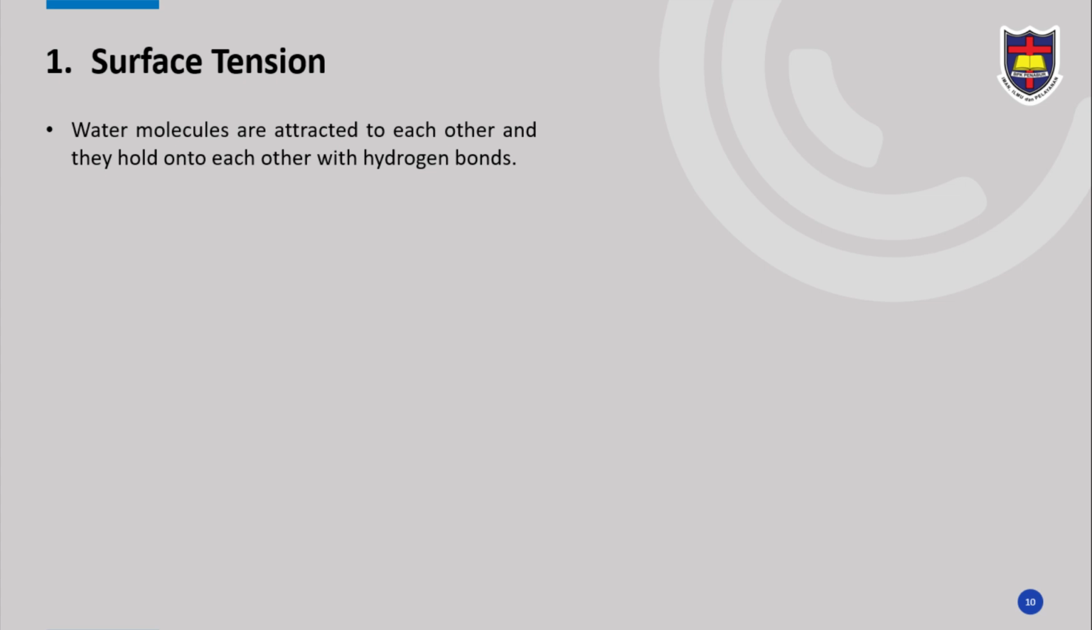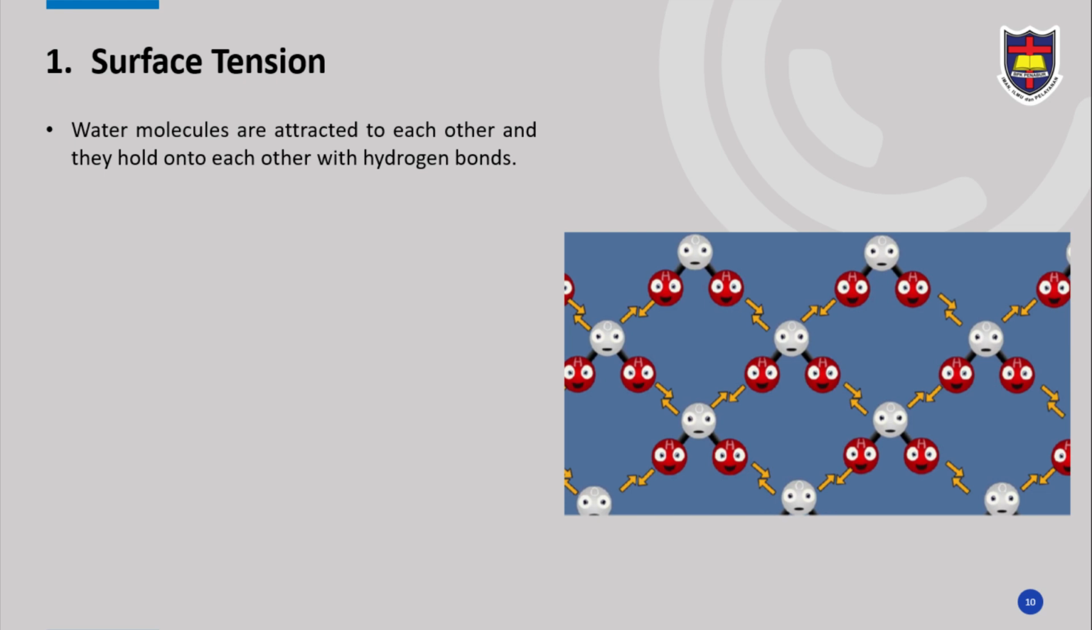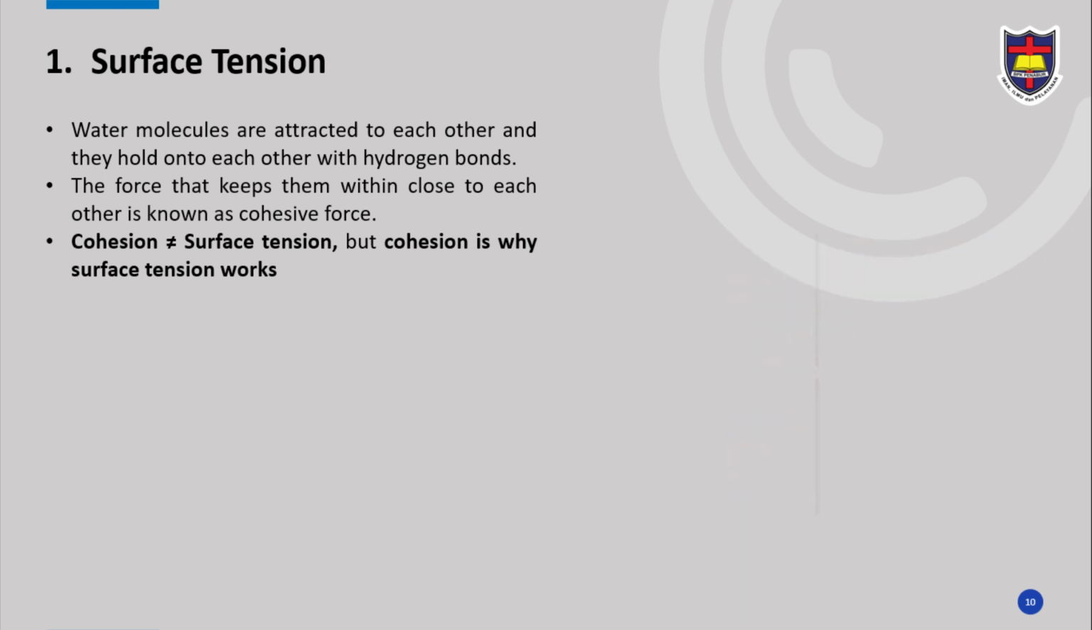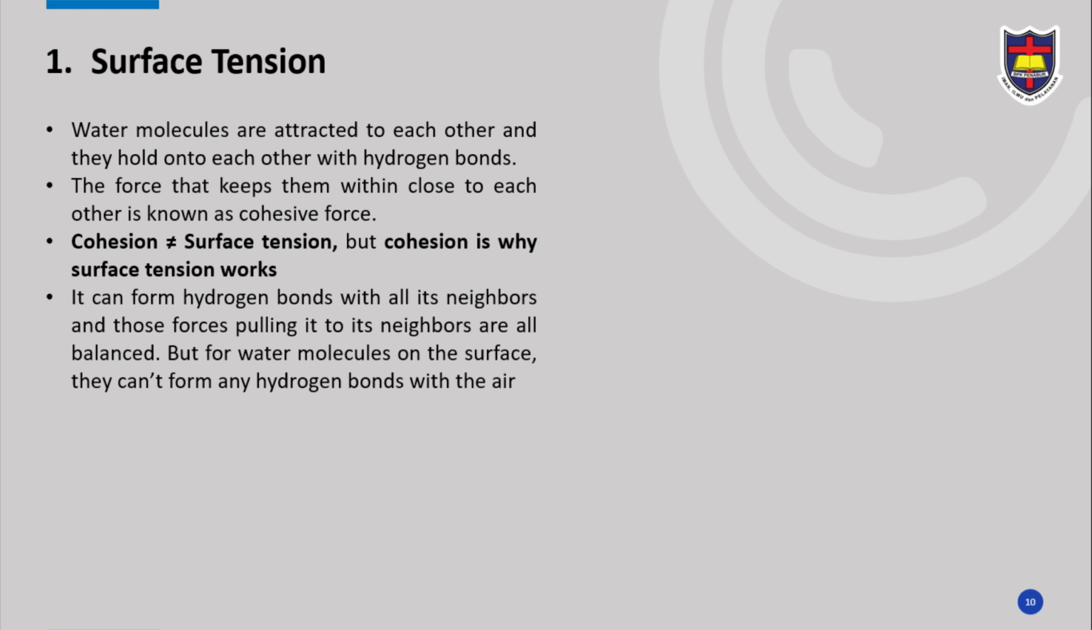The force that keeps them close to each other is known as cohesion force. But cohesion and surface tension are not the same. Cohesion is why surface tension works. A water molecule inside can form hydrogen bonds with all its neighbors, and those forces pulling it to its neighbors are all balanced.